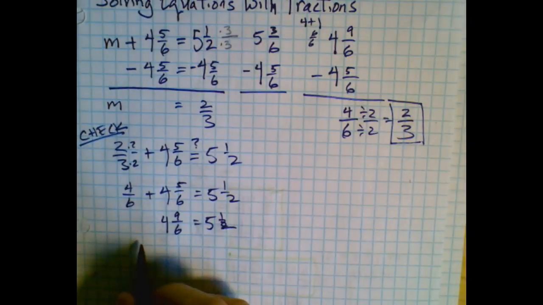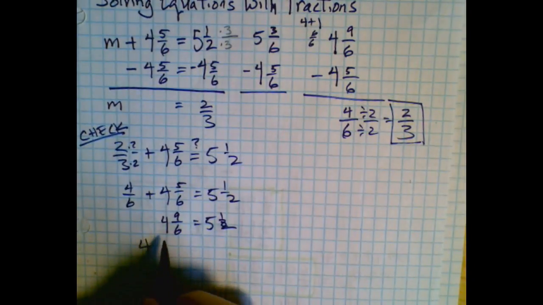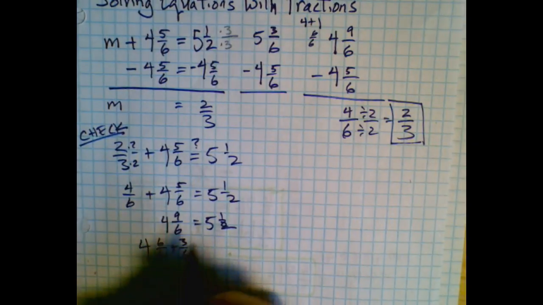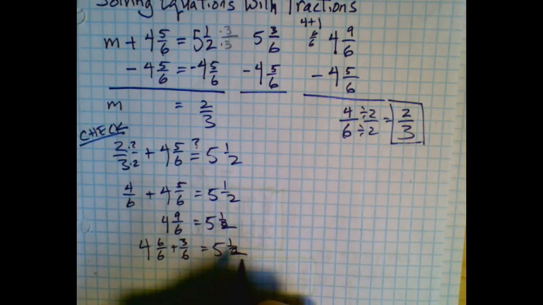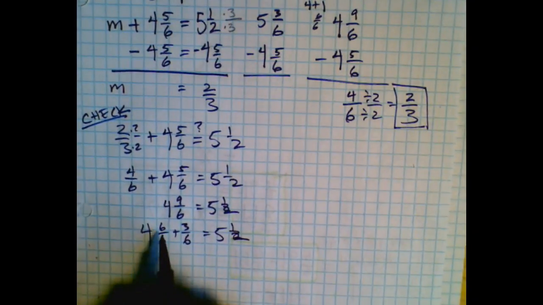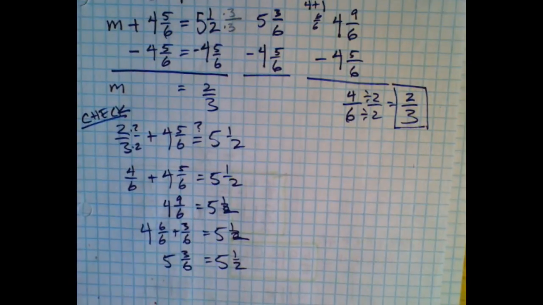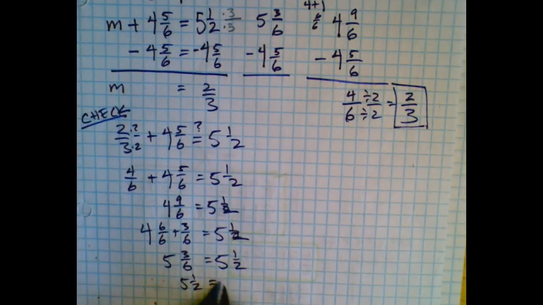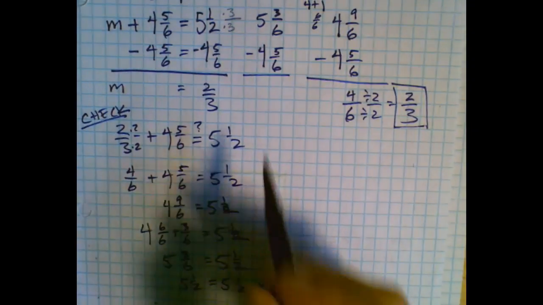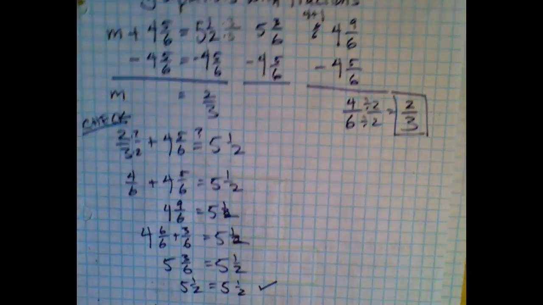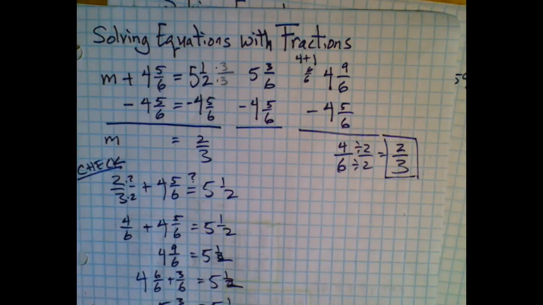Well, 9/6 is the same thing as, I can write that as 6/6 plus 3/6, right? 6 plus 3 is 9. Does that equal 5.5? Excuse me, my writing's getting a little sloppy there. 6/6 is the same as 1. 4 plus 1 is 5. 5 and 3/6, and we can see 5 and 3/6 is the same thing as 5.5. So because that checks, I know that m equals 2/3 is my correct solution. Oh, happy day. We'll do another example here in the next video.